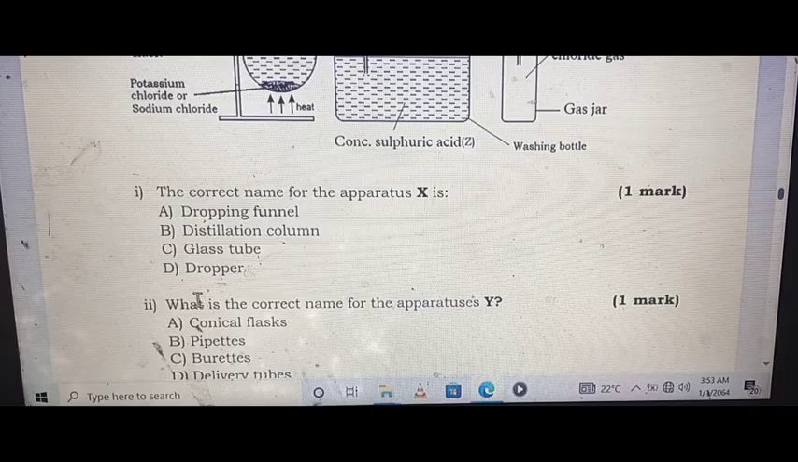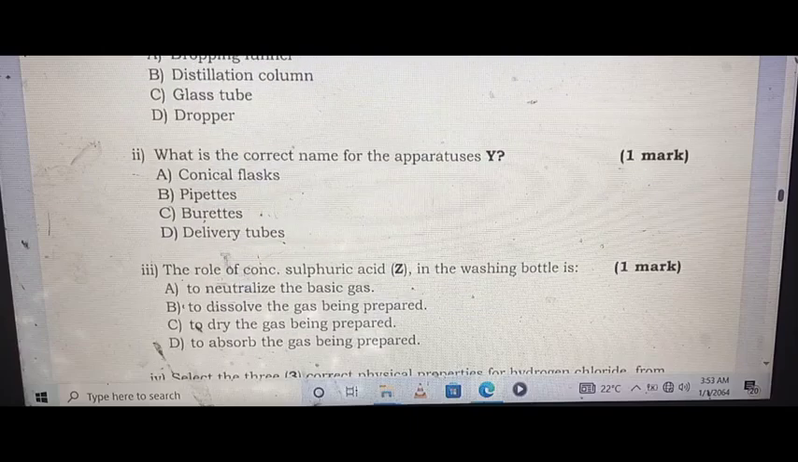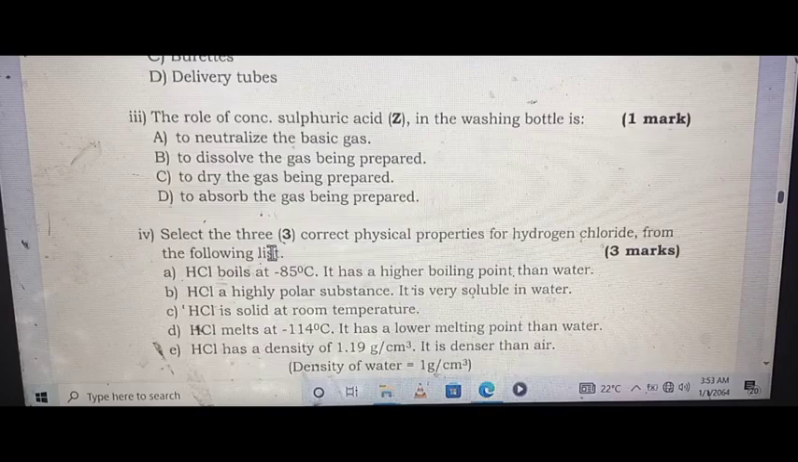The correct answer is letter A, dropping funnel. I2. What is the correct name for apparatus Y? The correct answer is letter D, delivery tube.